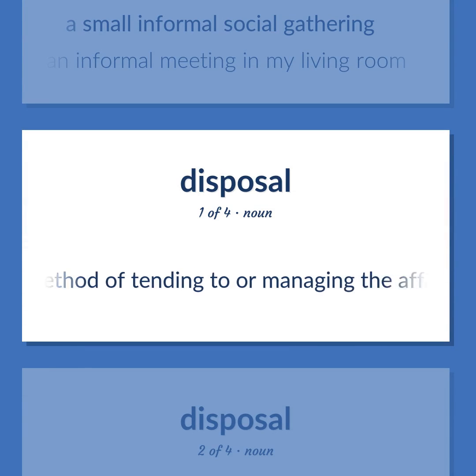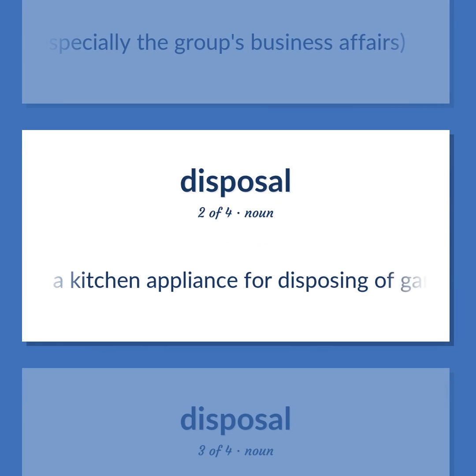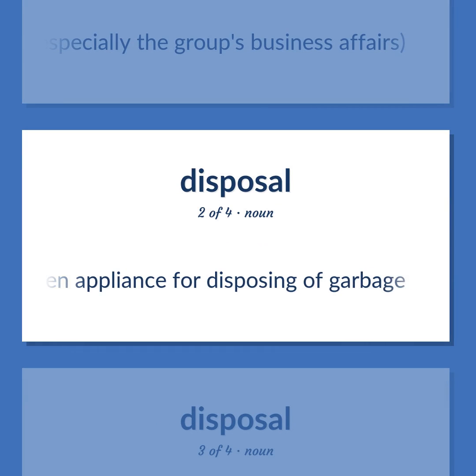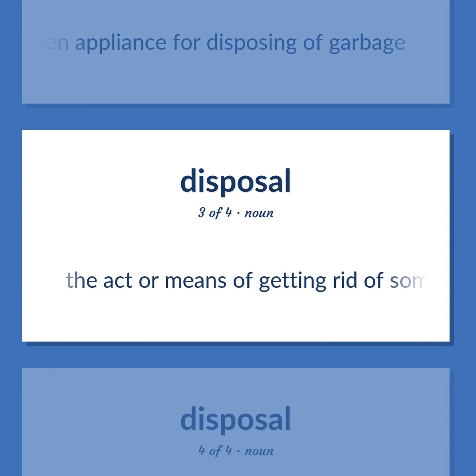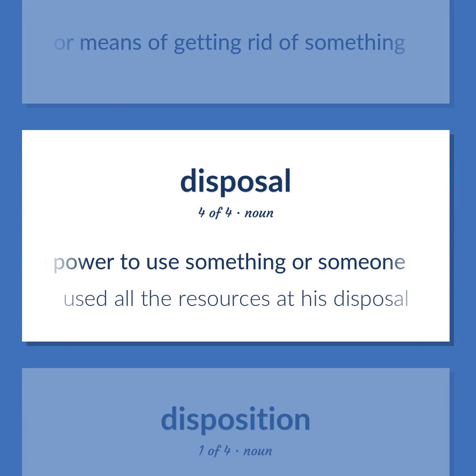A method of tending to or managing the affairs of some group of people, especially the group's business affairs. A kitchen appliance for disposing of garbage. The act or means of getting rid of something. The power to use something or someone. Used all the resources at his disposal.